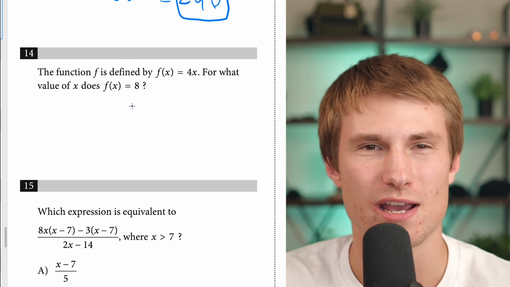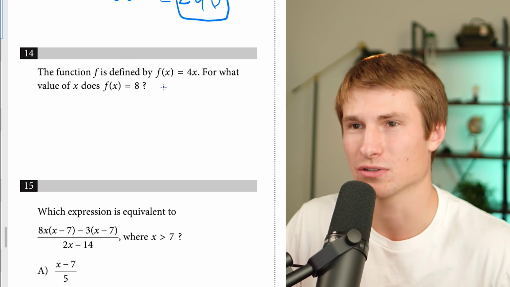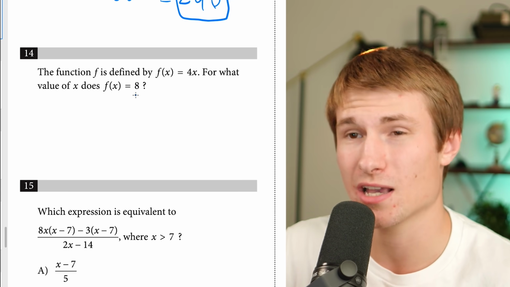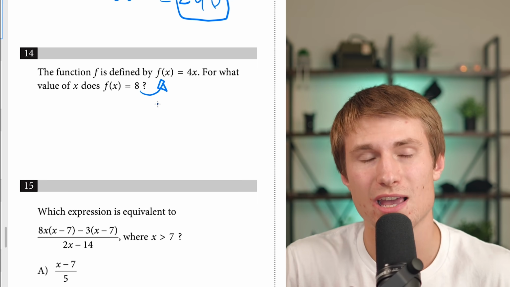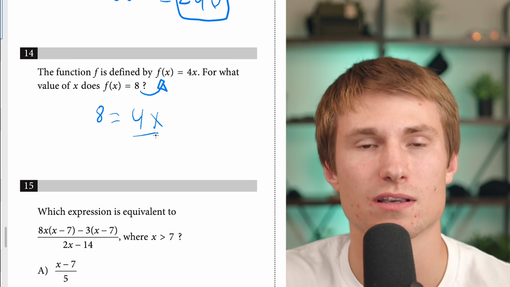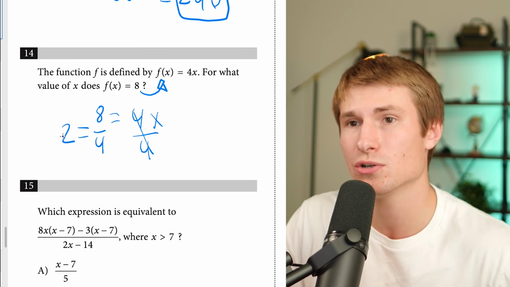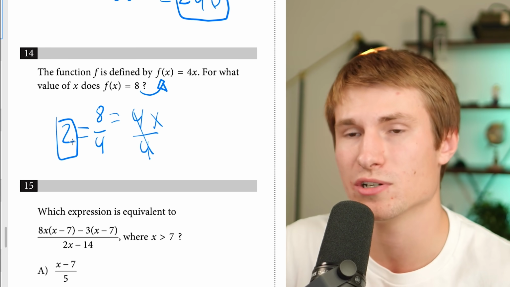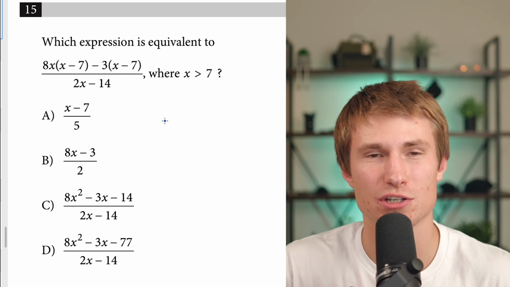Here's how to efficiently answer this SAT math question. Question 14 states the function f is defined by f of x equals 4x. For what value of x does f of x equal 8? Well, since we're asked to find the value where f of x equals 8, we go ahead and plug in 8 for f of x, which leaves us with 8 is equal to 4x. From there, we just want to isolate x by dividing both sides by 4. 8 over 4 is equal to 2, which means that the value of x would be 2, and 2 is our answer.